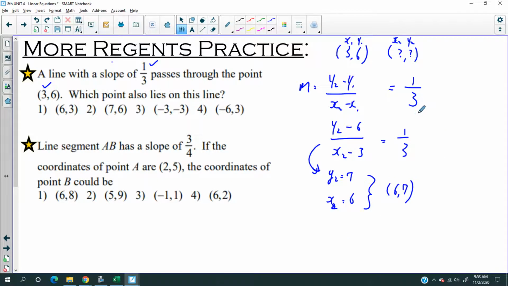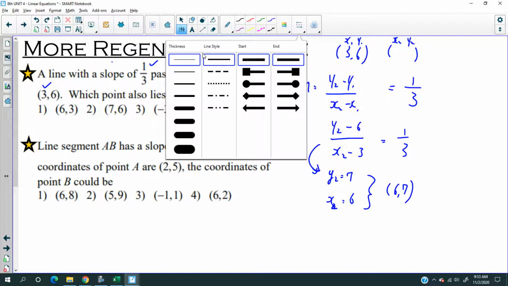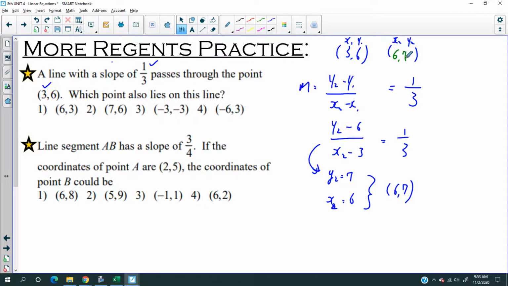You don't have to believe me. If this were (6, 7), I'll use a different color. Would that be true? Well, let's see. 7 minus 6, and 6 minus 3, that's 1/3. Same thing, same thing, same thing. That's how you do these questions. It doesn't have to be fancy. You just need to always pay attention. What do they give you already?